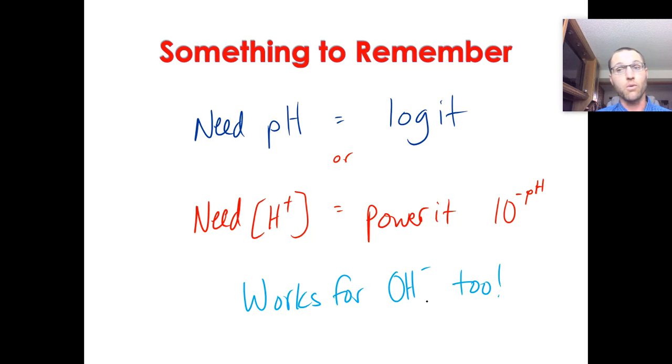The cool thing is if you figure out those two tricks, if you're trying to figure out stuff for OHs or POHs, it's the same tricks. If you need a P, P on a log. If you got a P, use it as a power. That's how I keep track of it.